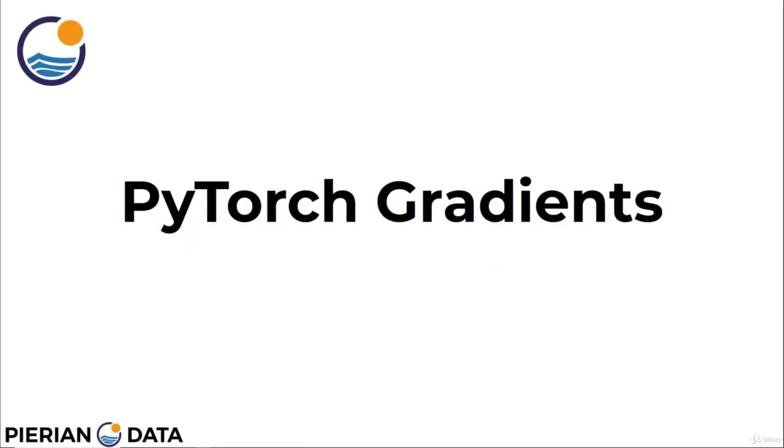Welcome back, everyone. Now that we've gone over a couple of theoretical concepts, let's go ahead and take a closer look to see how PyTorch actually implements gradient descent using its autograd function. Let's head over to the notebook and get started.